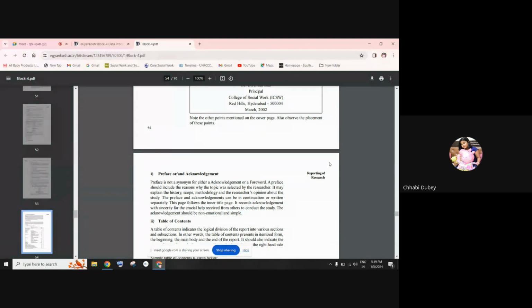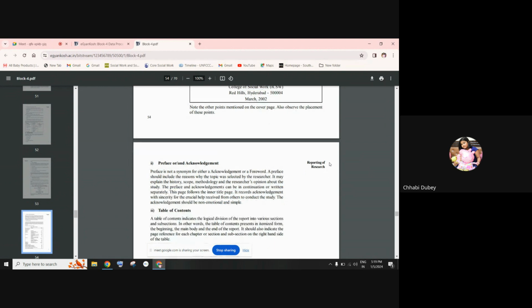Now it records acknowledgement, like if you want to give thanks to the different people that have helped you in carrying out that particular study, that would all come under the acknowledgement part. Okay. And the acknowledgement part should be non emotional and it should be very simple.